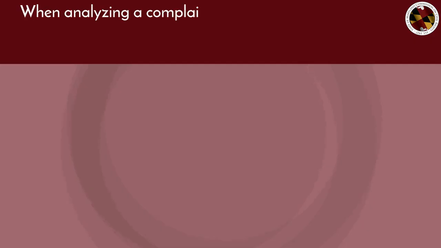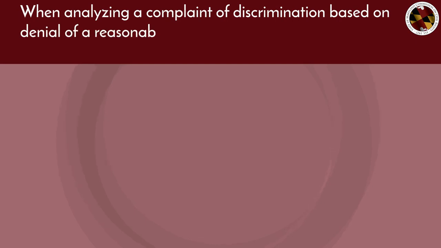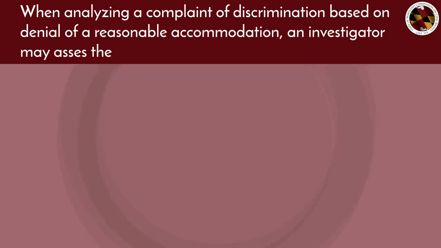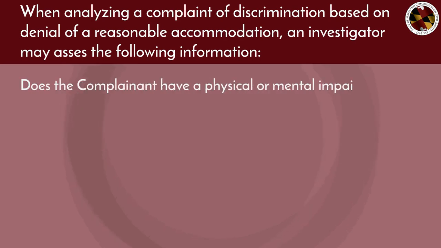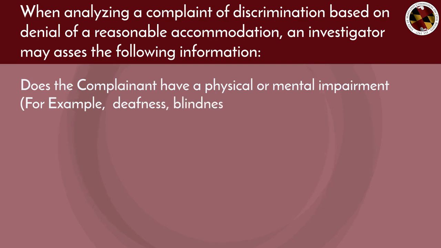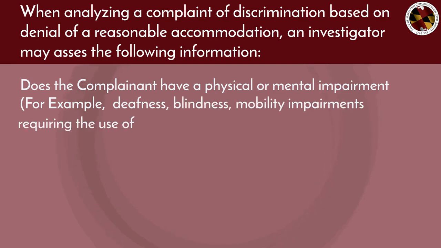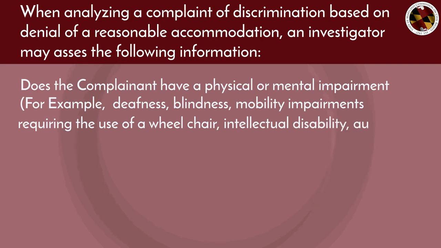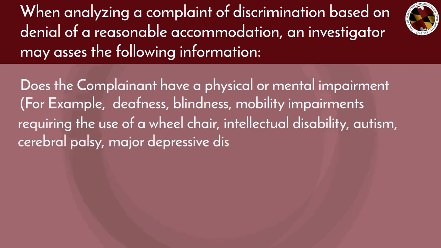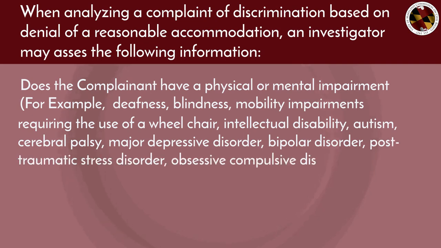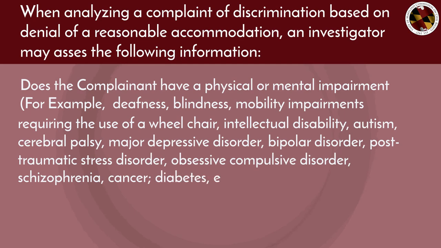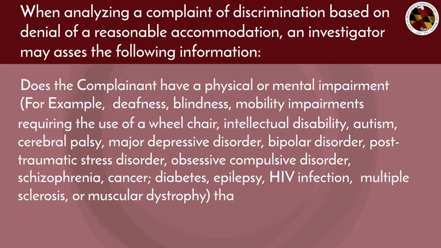When analyzing a complaint of discrimination based on denial of a reasonable accommodation, an investigator may assess the following information. Does the complainant have a physical or mental impairment? For example, deafness, blindness, mobility impairments requiring the use of a wheelchair, intellectual disability, autism, cerebral palsy, major depressive disorder, bipolar disorder, post-traumatic stress disorder, obsessive-compulsive disorder, schizophrenia, cancer, diabetes, epilepsy, HIV infection, multiple sclerosis or muscular dystrophy that is readily observable or medically documented?